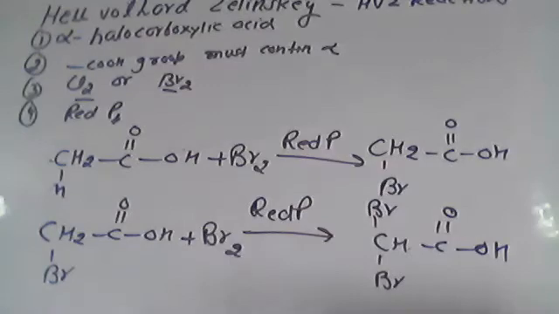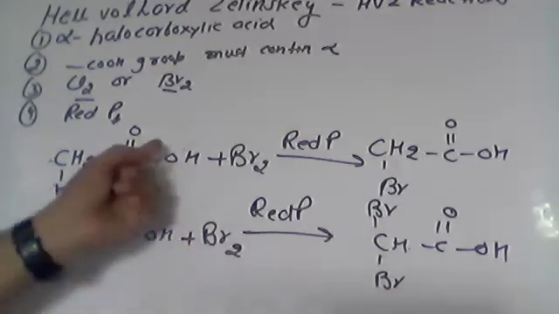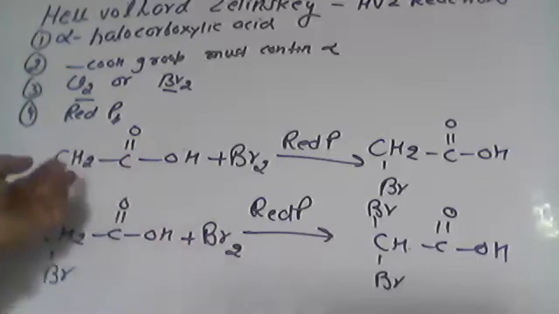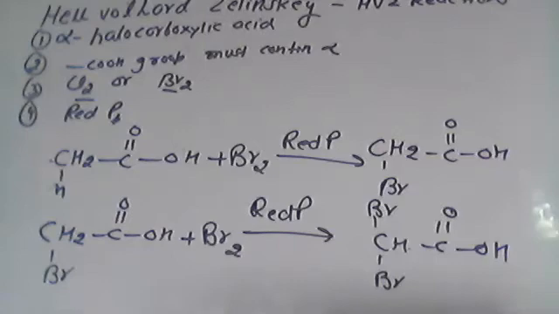So this reaction we call the Hell-Volhard-Zelinsky reaction. What is the importance of this reaction? Here replacement of the OH is not going to happen. It is the alpha hydrogen that is replaced, and this takes place in the presence of red phosphorus.